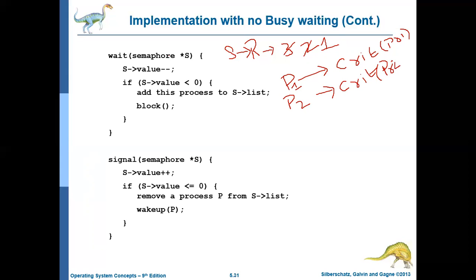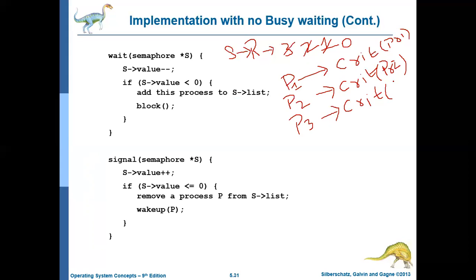Now say another process P3 comes and P3 checks. P3 calls wait, and what it will do is decrement, so the value will become 0. But still P3 also gets in, so it enters the critical section and it gets printer 3.